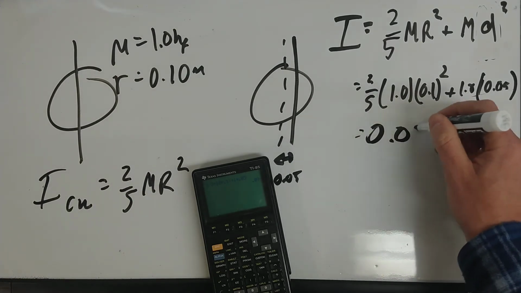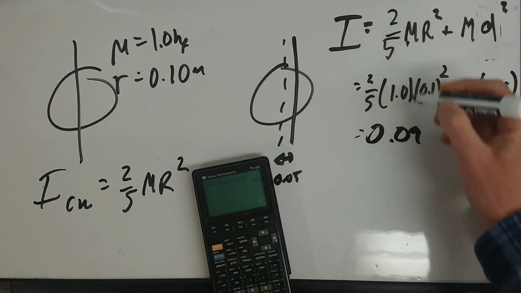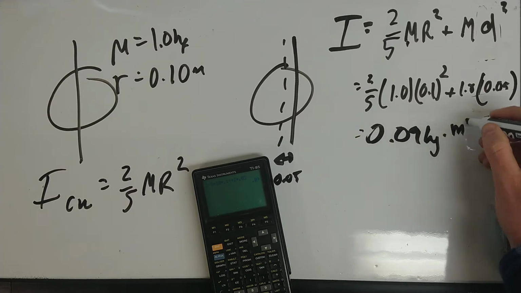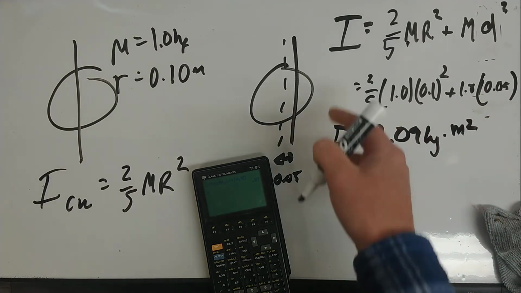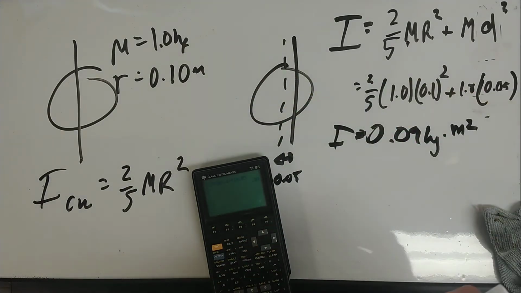And what the heck are the units on these things? It's kilograms meters squared, because it's mass times meters squared. So this is the moment of inertia of this object about this other axis. Parallel axis theorem, all right? Very cool.